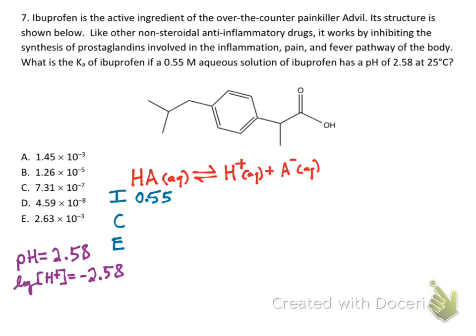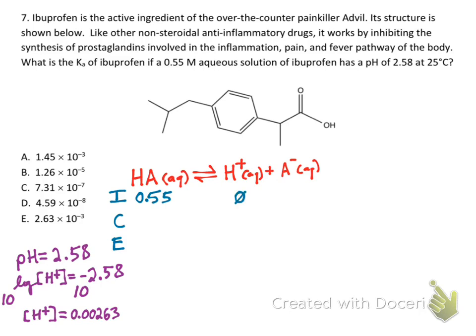Anyway, if you know pH, you can always find the H plus concentration. Remember, pH means the negative log base 10 of something. So all I'm going to do is move the negative sign over. I'm going to multiply both sides by -1, and then take 10 to both powers. When we do, we'll end up getting that the H plus concentration is 0.00263. So that's going to be our equilibrium concentration of H plus.